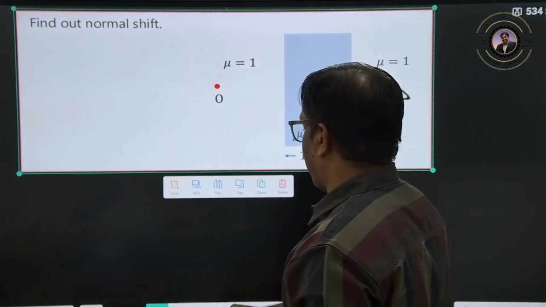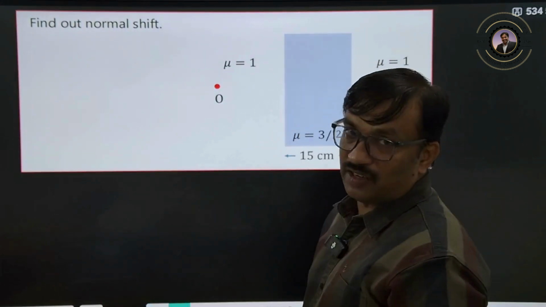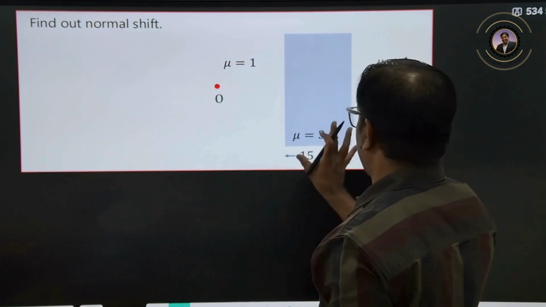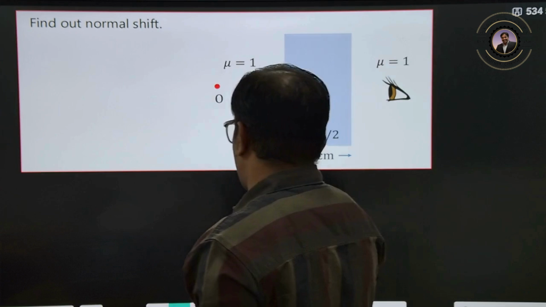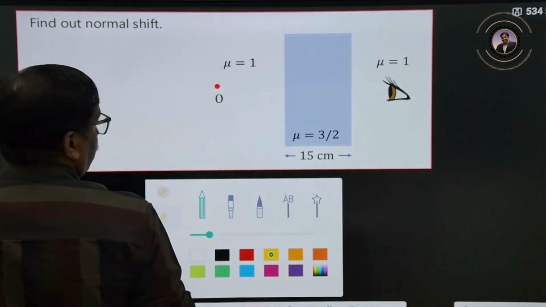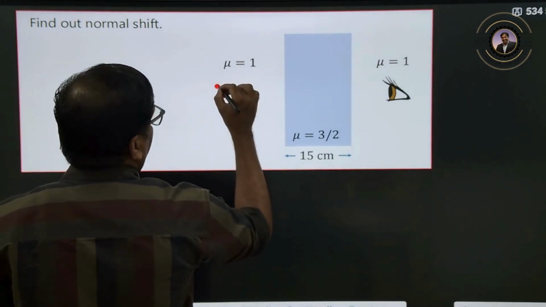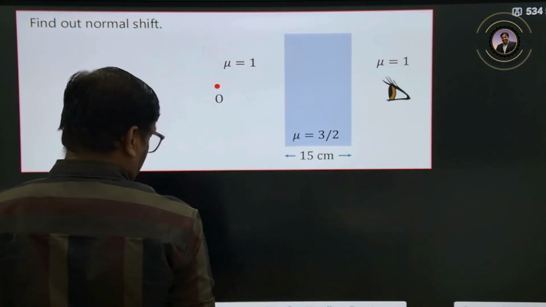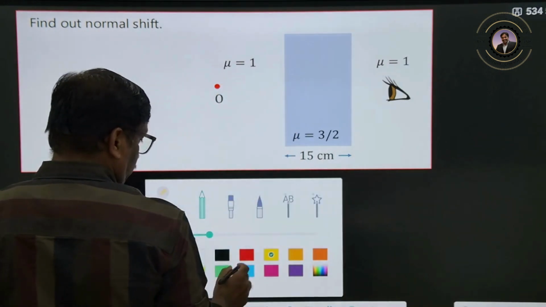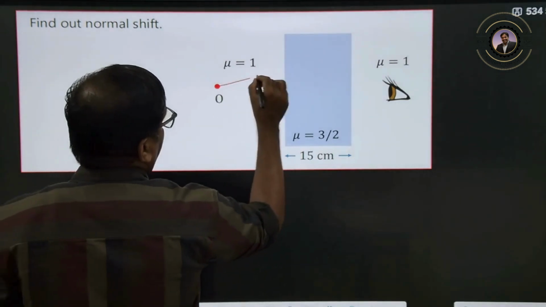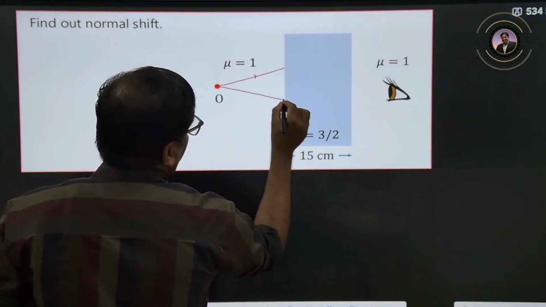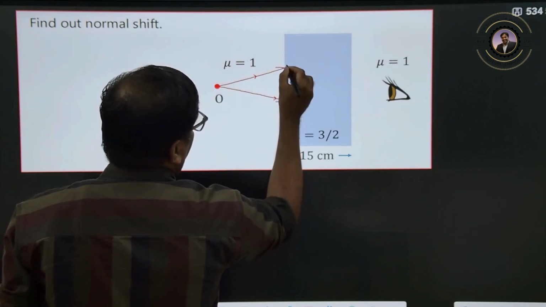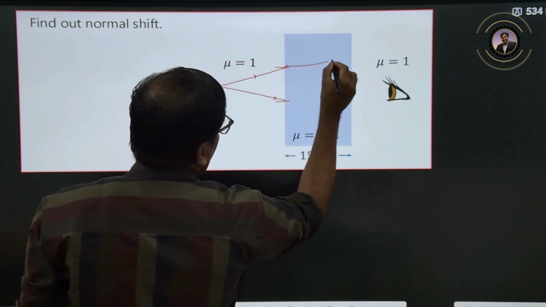Now, we want to calculate the normal shift. Here there is an object and here is the thickness. What will be the normal shift now? It's a very simple question. Light rays are coming and falling on this. So what will happen now? It will bend toward the normal.